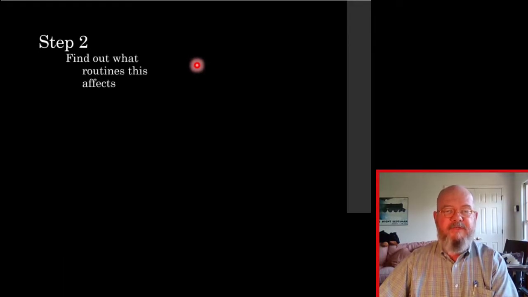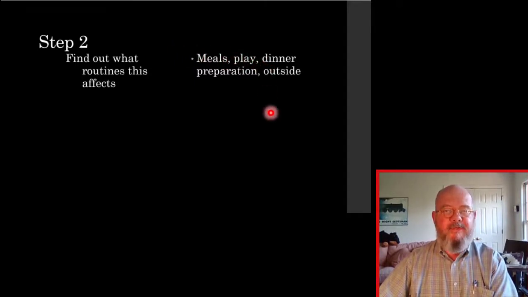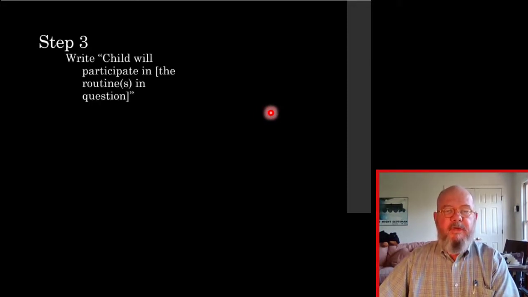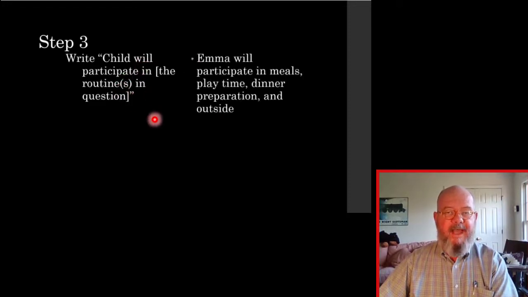Find out what routines this affects. In the RBI we would know because we went through the routines, and this was meals, play, dinner preparation, and outside in our example. Our example is about Emma. So then we write, child will participate in the routines in question. So we have Emma will participate in meals, playtime, dinner preparation, and outside.